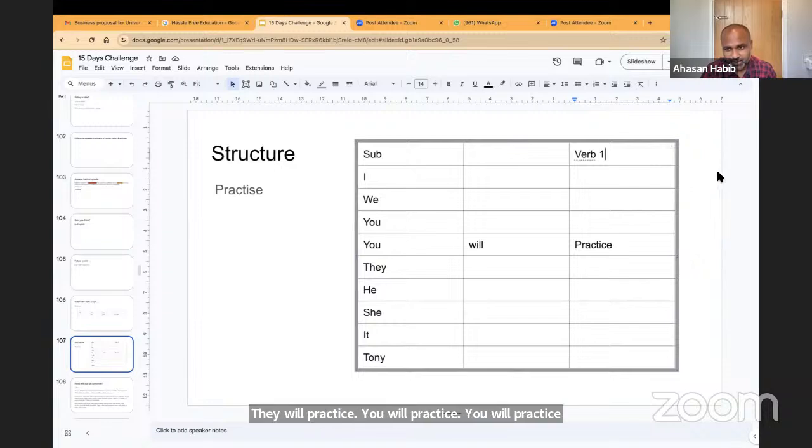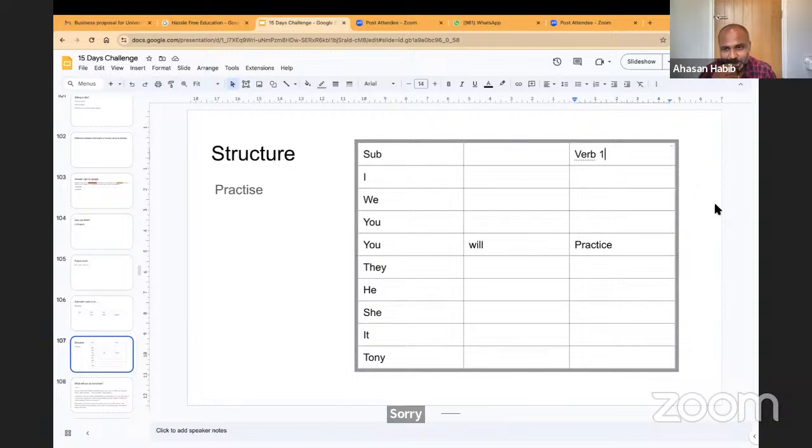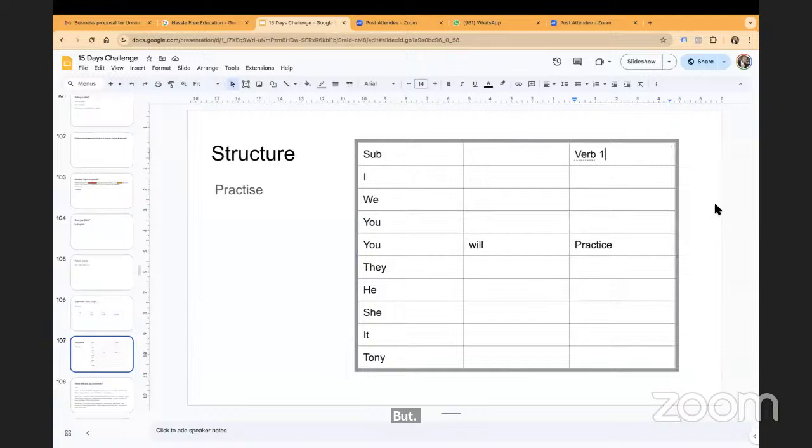Thanks, Sharmin. Okay, so next one is Habiba. Can you please unmute yourself and give me 18 sentences? I will practice, you will practice, they will practice, he will practice, she will practice, it will practice, Tony will practice.